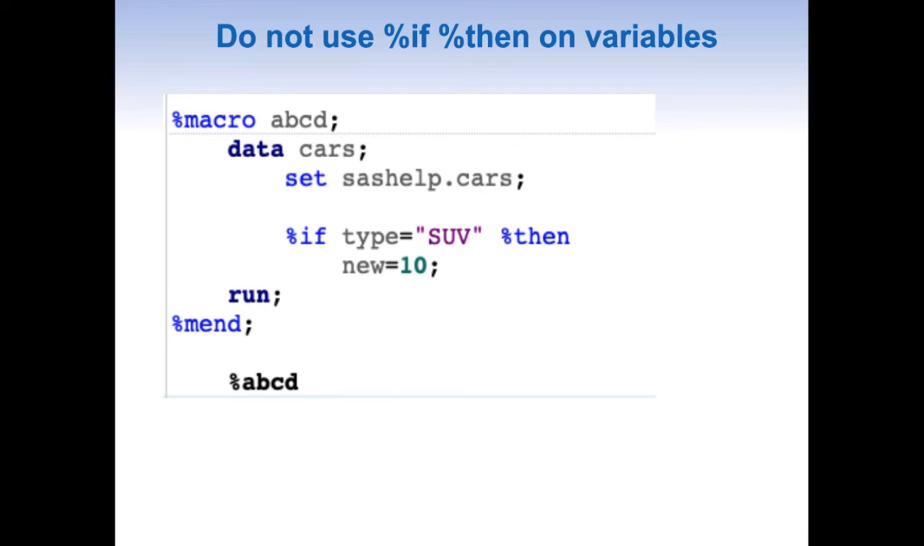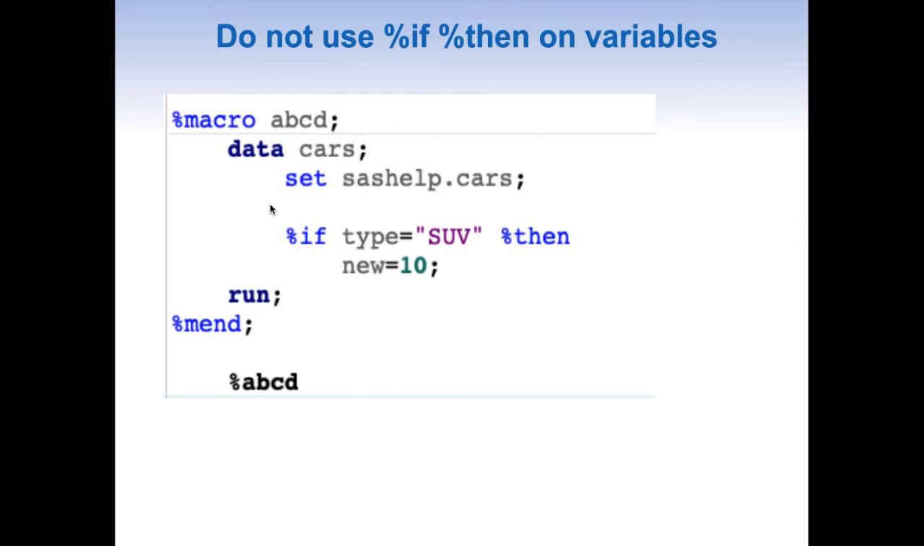Now let us look into another aspect on which new programmers often make mistakes. That is, they will try to use percent if percent then statement on SAS data step variables. For example, here I have a macro, and I am calling it ABCD, and then I have data cars set SAS help.cars percent if type equal to SUV percent then new equal to 10. The new programmers often think that this type equal to SUV should be understood by this percent if statement, but that does not happen.